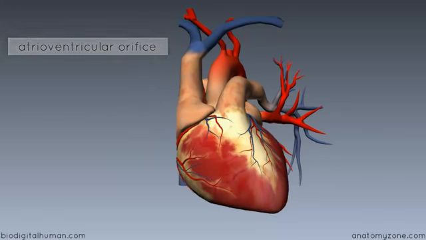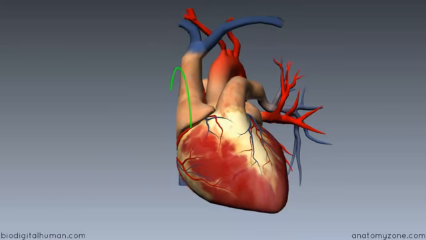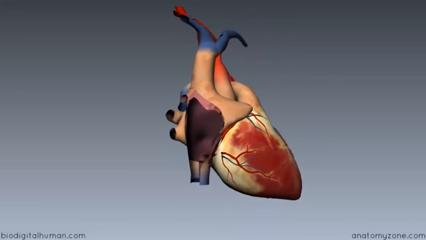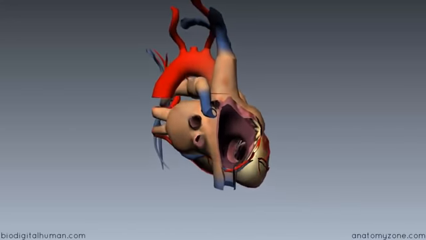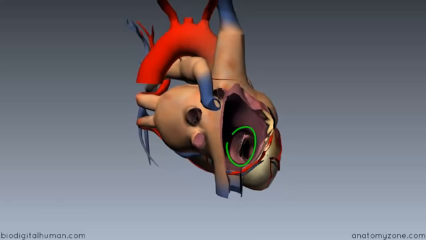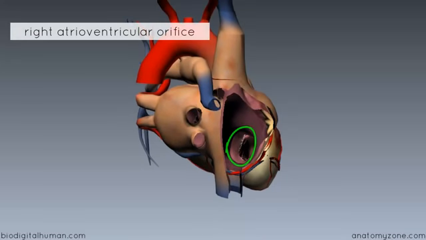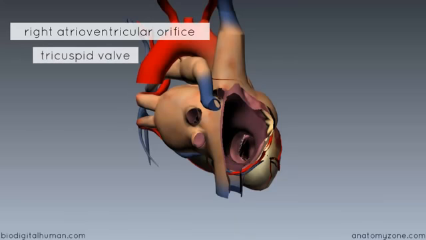So what I've done here is I've sliced a little bit of the right side of the heart away, and we can take a look inside the heart. You can see this opening here. This is the right atrioventricular orifice, which opens up from the atrium into the ventricle. And this is closed by the tricuspid valve when the right ventricle contracts.